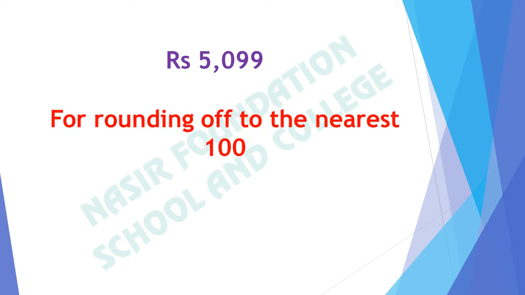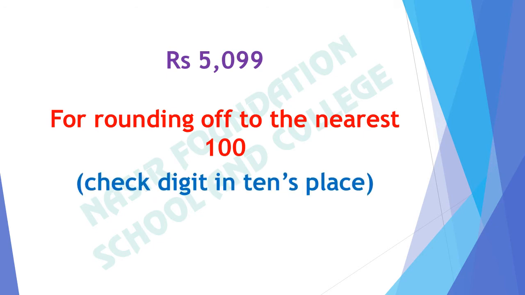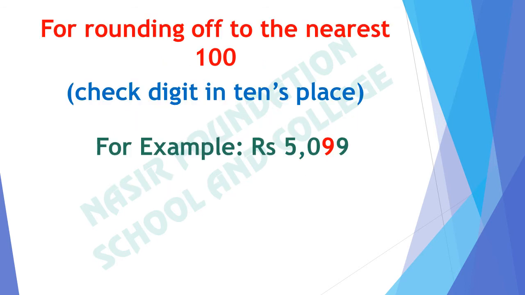5,099. We have to round off this number to the nearest 100. What will be the amount? Yes students, think about it and tell me the answer. Round off this amount to the nearest 100. We will check the digit in tens place. And the digit in tens place is 9.